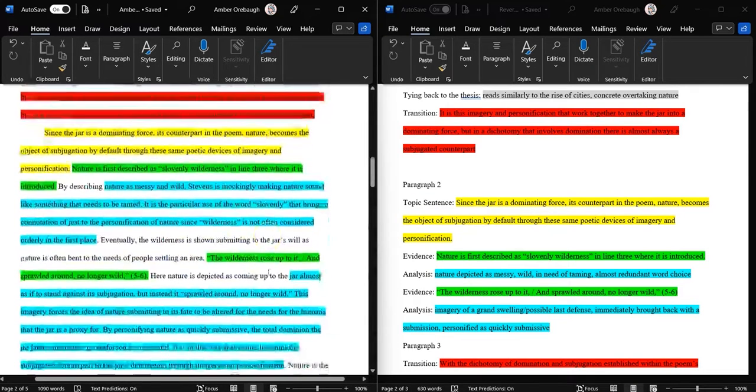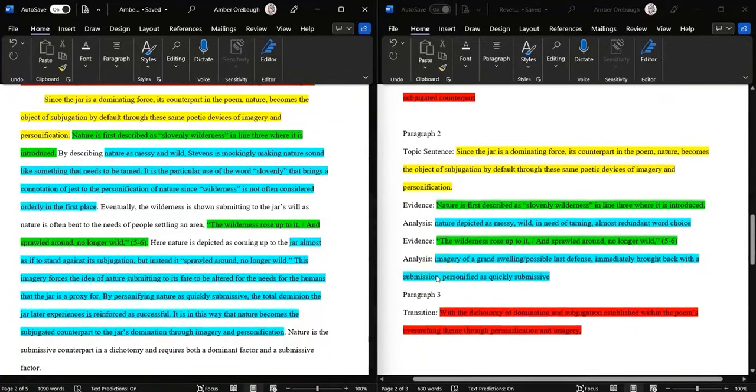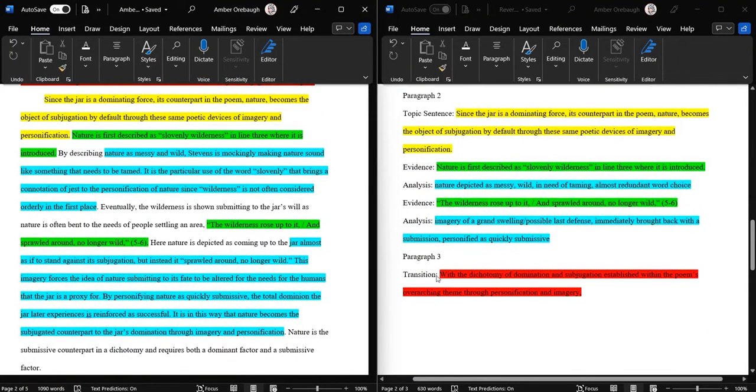We can see again, as I said before, if I was going to take a look at my topic sentence here, I would want to make sure that it is tying back to my thesis. I do have a little bit of transition in here, so I kind of lied. So I say, since the jar is a dominating force, its counterpart in the poem, nature, becomes the object of subjugation by default through these same poetic devices of imagery and personification. Now, this kind of obviously goes back to my thesis, right?